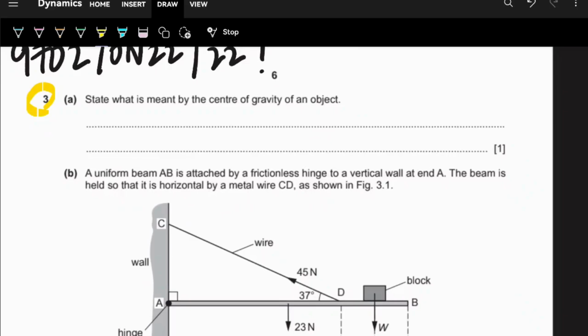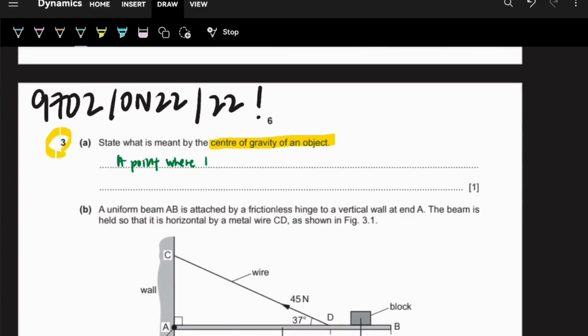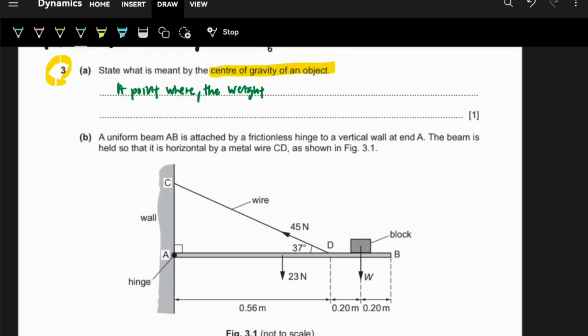State what is meant by the center of gravity of an object. This is the normal, typical definition that you should know before exam. So the answer is actually a point where the weight, you must say all the weight, all is very important, all the weight of an object is considered to act. Okay, just nice, got your 1 mark already.